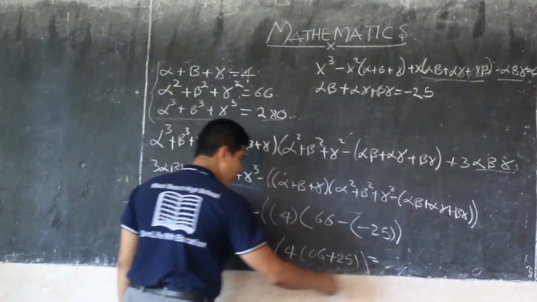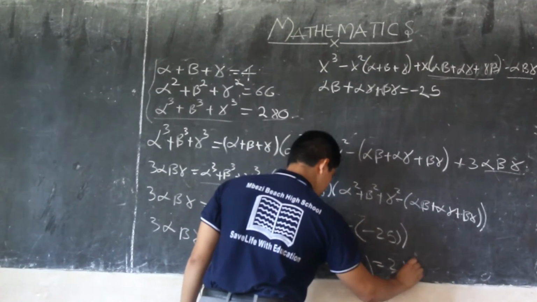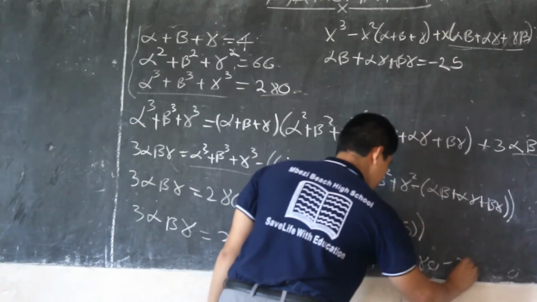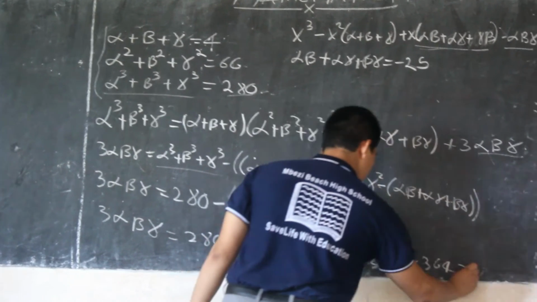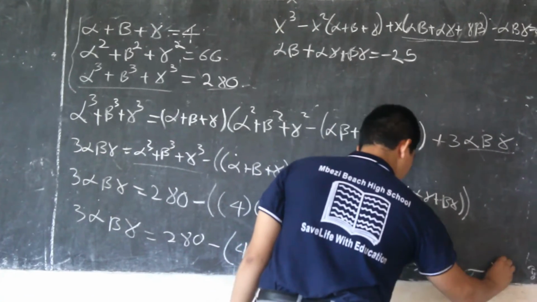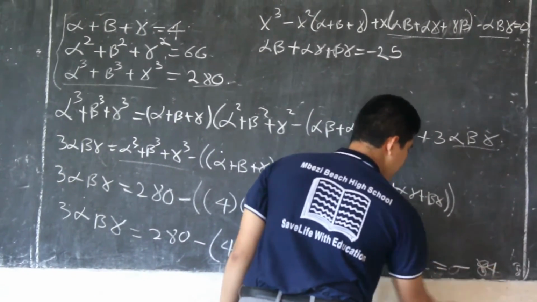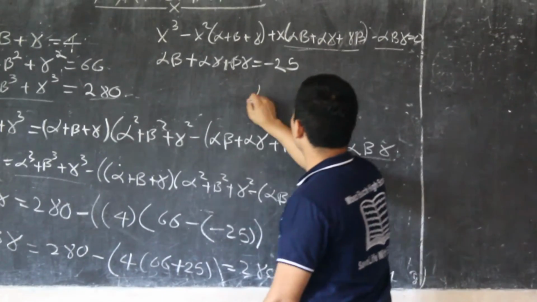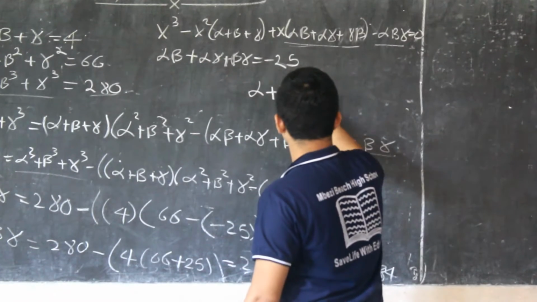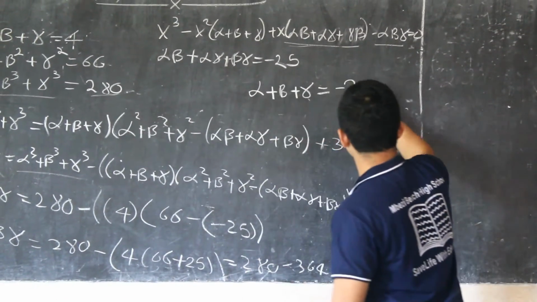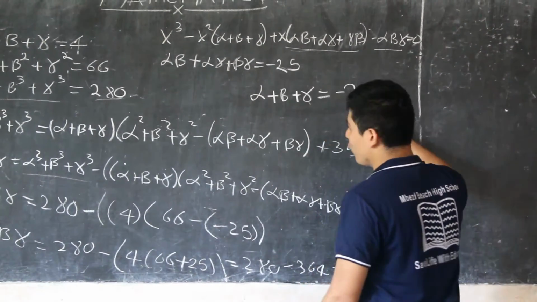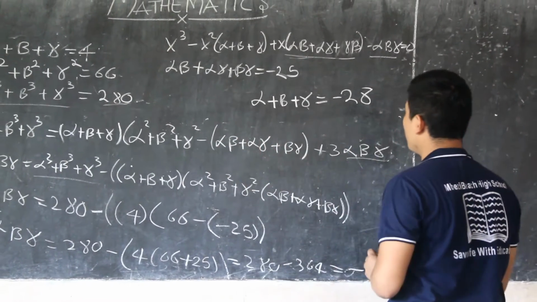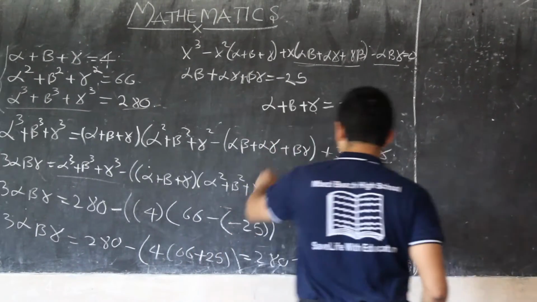Now, if we take this here, we get 280 minus, then we have 364. Okay, which we're going to get a negative 84. Now, if we divide by 3, let me continue here. If we divide by 3, say that alpha beta gamma is going to be negative 28. Now, you see we have already everything, and the only thing that remains here is to join it together.